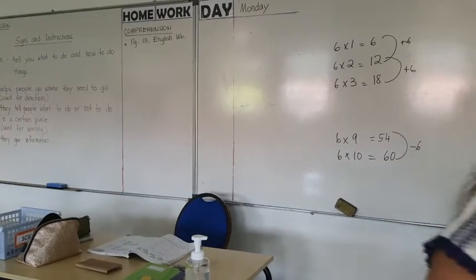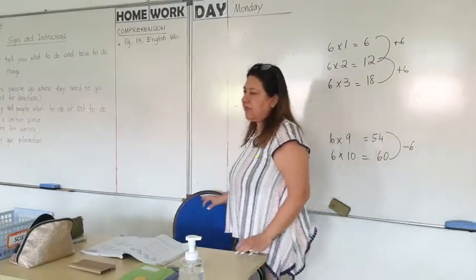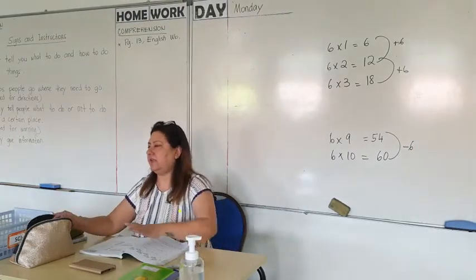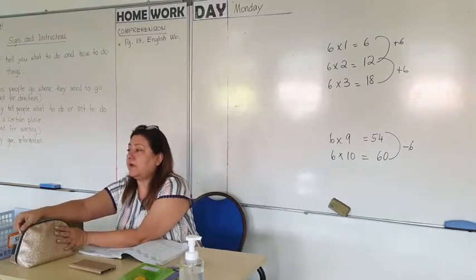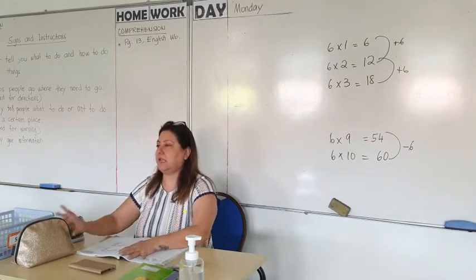Turn to page 82. Now this is the 7 times table, okay? Write the date. Children, I should not have to say write the date. You should know and do it by yourself. Automatically it should be done even if the teacher does not say.